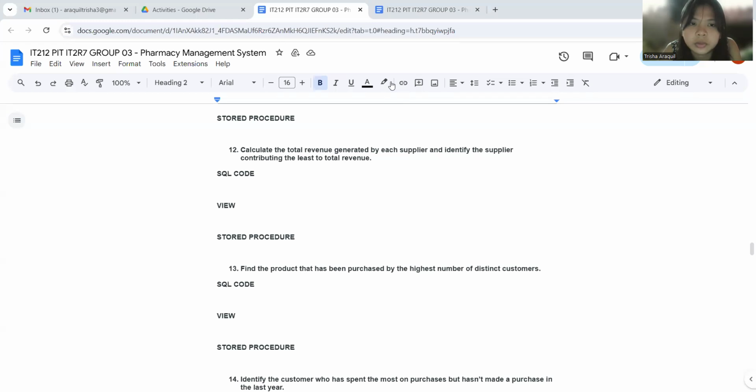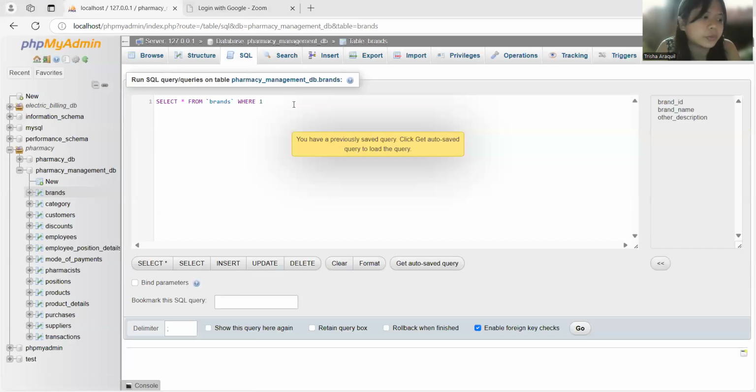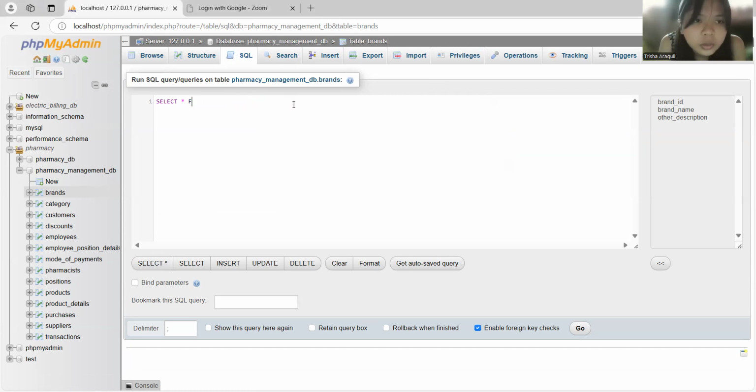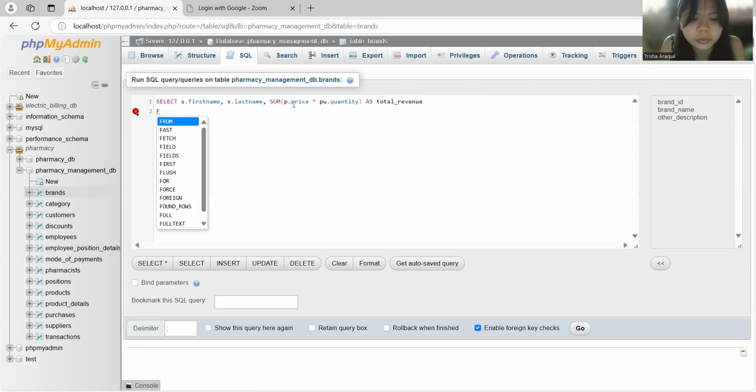The SQL. So we have to select the supplier's first name, last name, the sum of, we have to get the sum of the price times the quantity from the purchases as the total revenue from the suppliers.